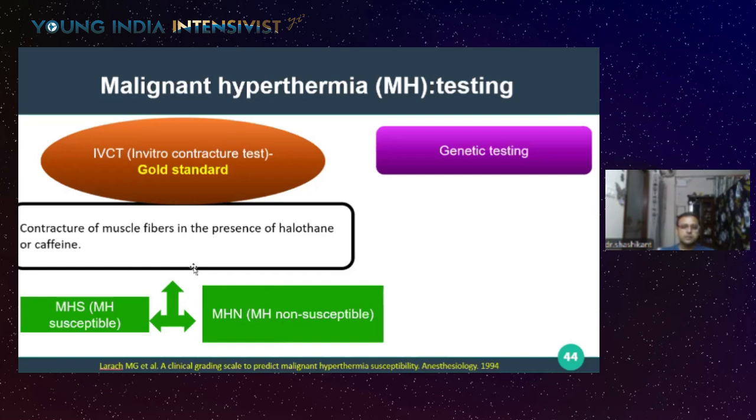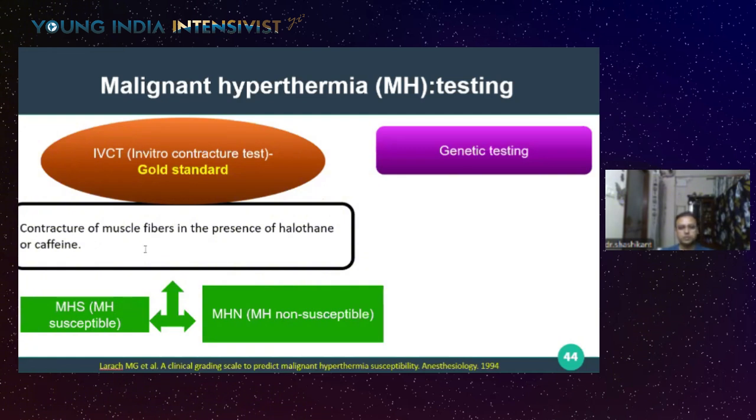There are certain individuals where muscle contraction can be seen with exposure to halothane but not to caffeine. In certain individuals, contraction to caffeine can be seen but not to halothane. So those patients are called MHS in bracket H, or MHS in bracket C. That is, malignant hyperthermia susceptible only to halothane or only to caffeine.